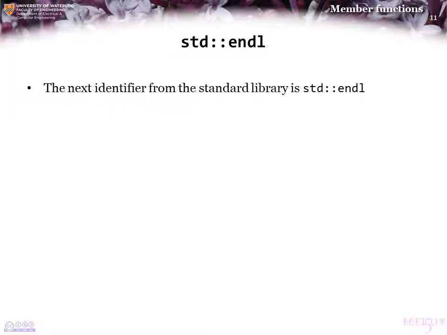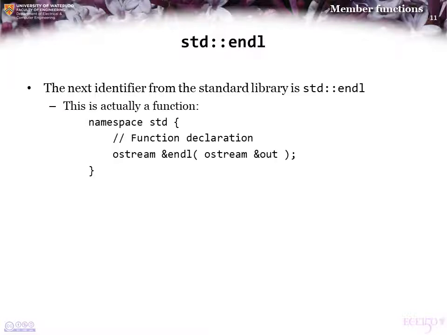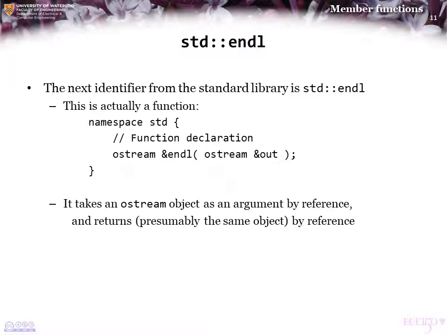Now, the next identifier from the standard library you saw was std::endl. Now, you may think that this is also an object. However, it's actually the name of a function. It is the name of a function in the standard namespace that has the identifier endl, and it takes an ostream object that is passed to it by reference as an argument, and it returns, presumably that same object, also by reference.